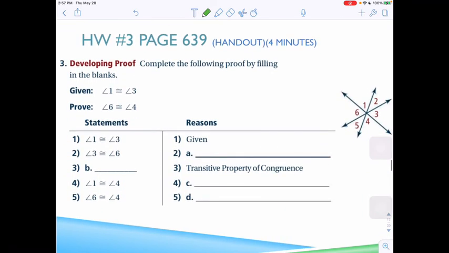And now I would like you to try homework number 3 on page 639. Complete the following proof by filling in the blanks. We are given that angle 1 is congruent to angle 3. Here's angle 1, here's angle 3. And we want to prove that angle 6 is congruent to angle 4. Now they've pre-filled in the majority of the two-column proof, and you are just responsible for filling in these 4 blanks.